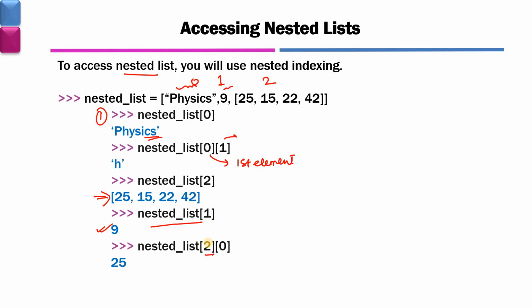Suppose I want to access this 25. Then how shall I write? The first index means the actual position of this list, that means 2, and within that list 0. So I will write nested list 2, 0, and it will give you 25. So I think you have understood how to access a nested list. We will see some more examples when we go to the Jupyter notebook.